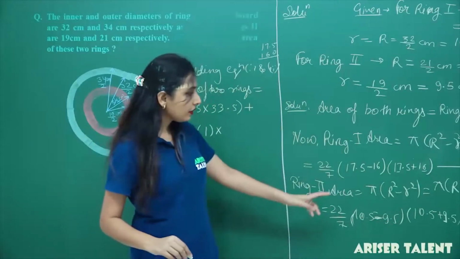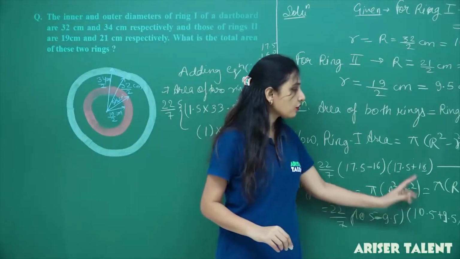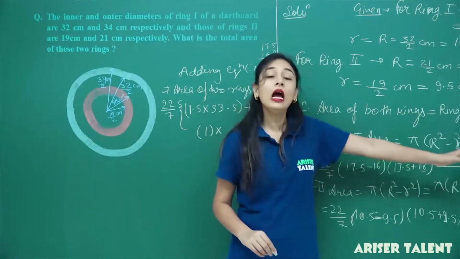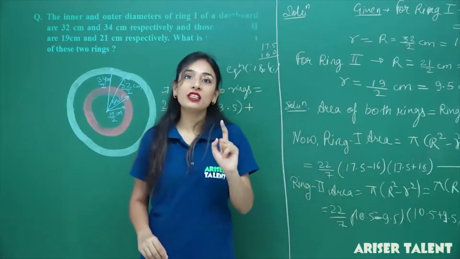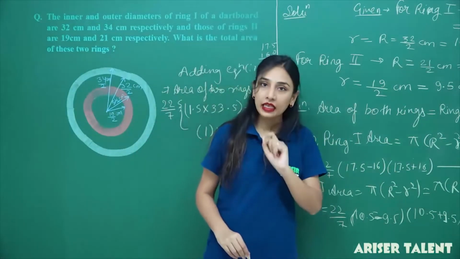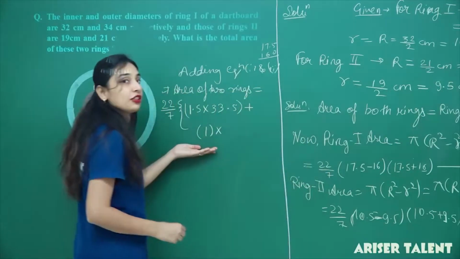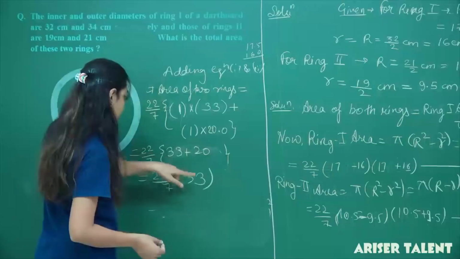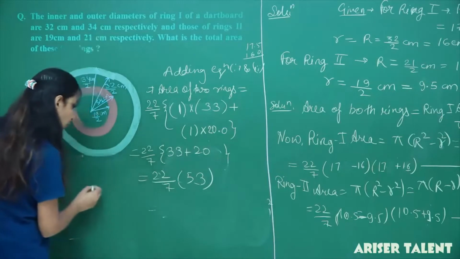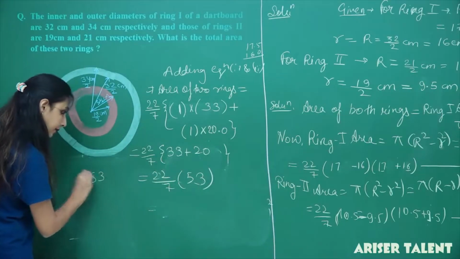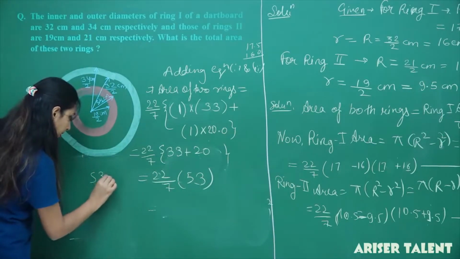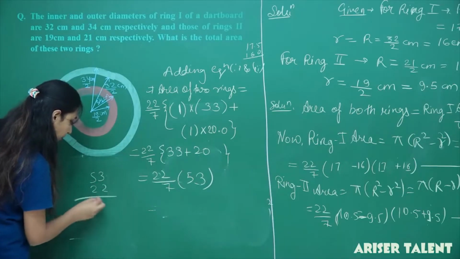This is why I have divided R square minus r square into R minus r and R plus r, with the formula a square minus b square is nothing but a plus b and a minus b, so that my calculation can be short. 3, 5. Okay students, so that will be 53 multiplied by 22, and that will be what?